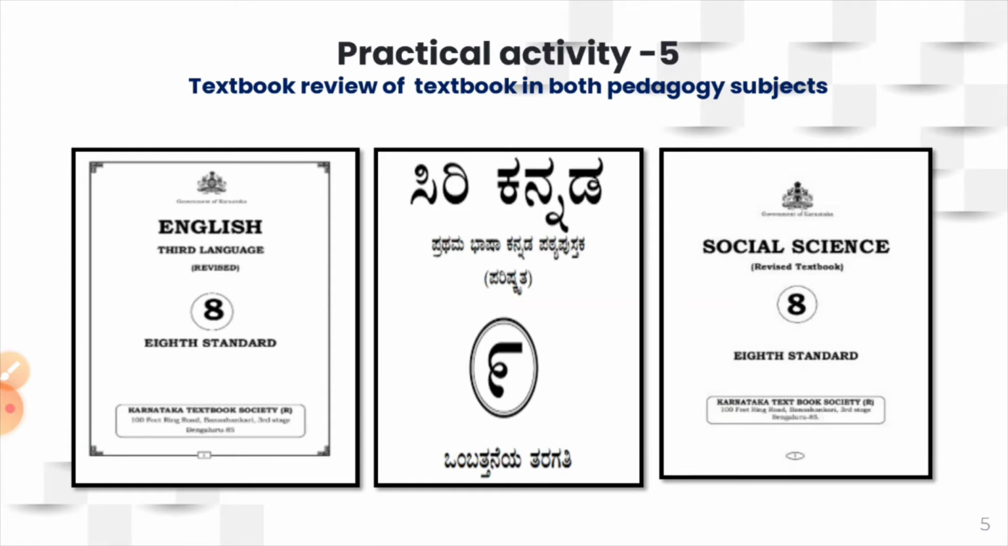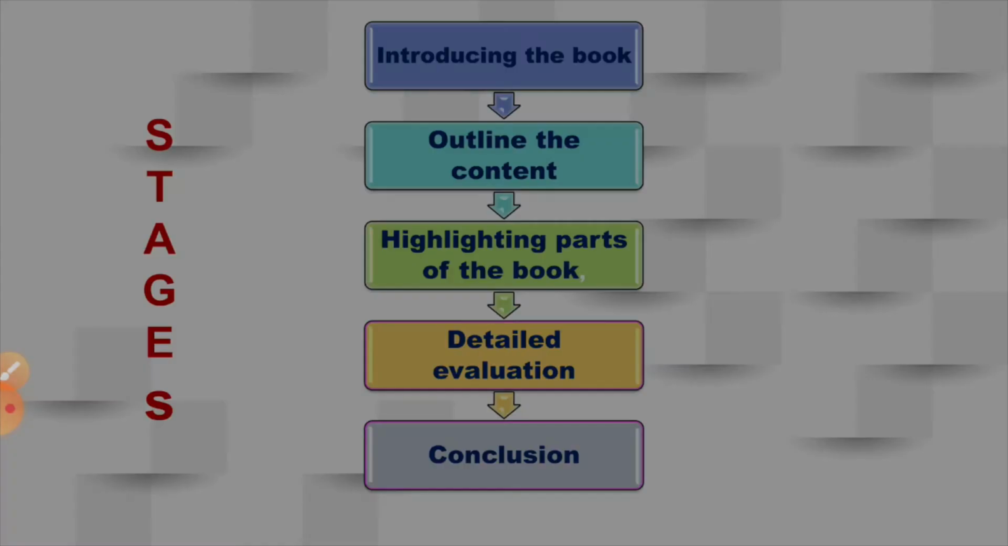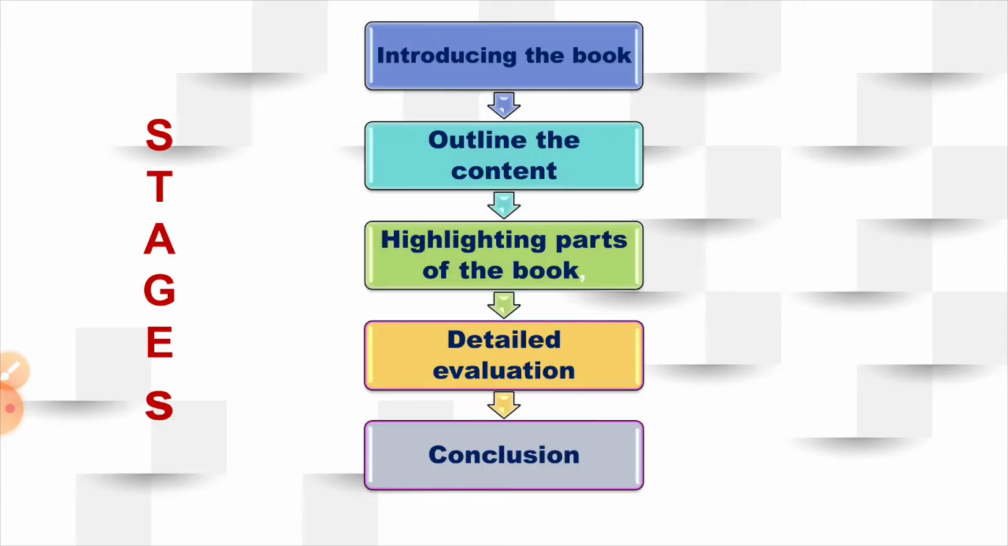Okay, so now let us see what is the method with the help of which you are supposed to prepare your textbook review. The stages are introducing the book, outlining the content, highlighting the parts of the book, detailed evaluation of the textbook, and conclusion. So these are the stages. Now let us know each stage in detail. Keeping that as a main heading, you can write the textbook review.